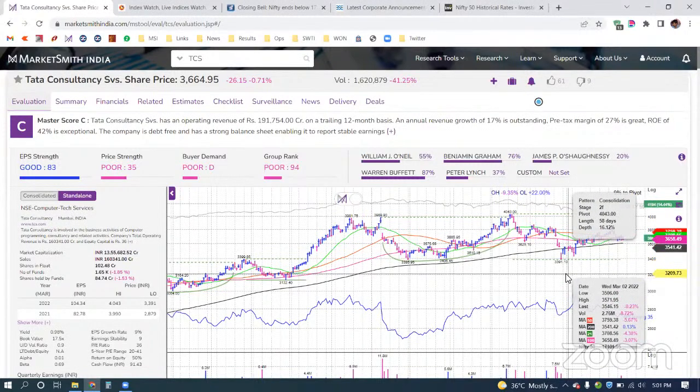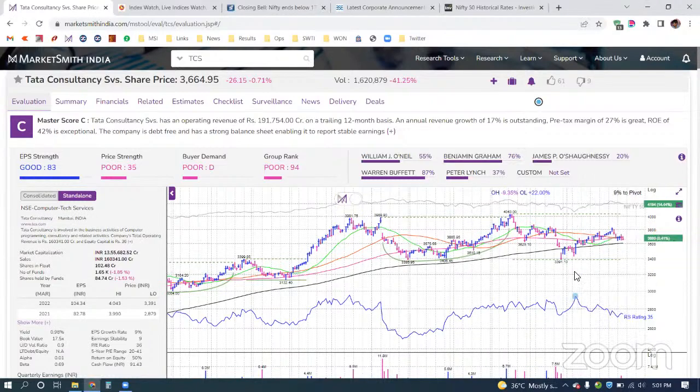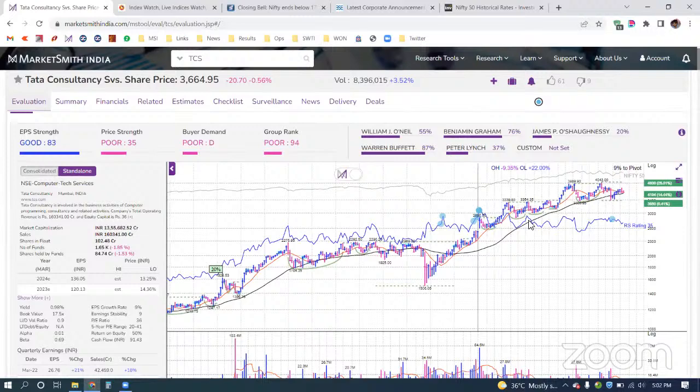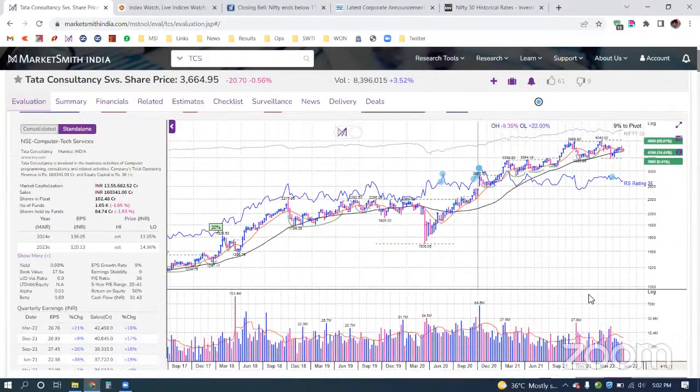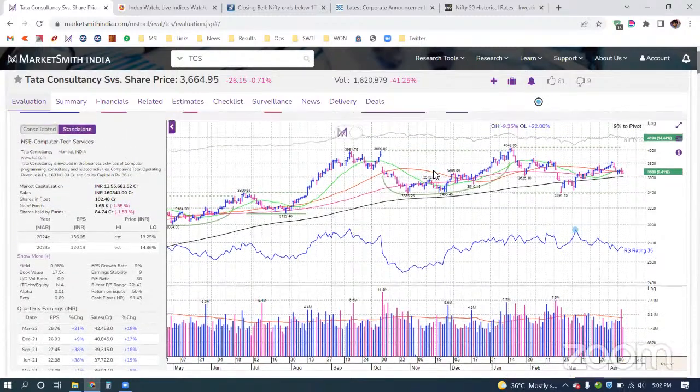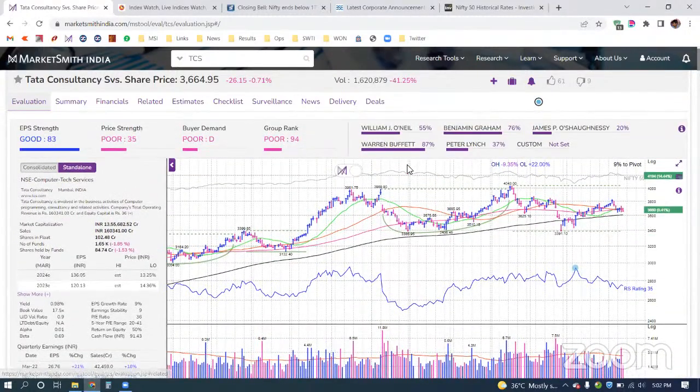It's been moving sideways for some time now, and inferring from the results, on the execution and performance front, the result was really good. If you look at the revenue growth, even in constant currency terms or in INR terms, the growth is really good. The company is able to grow.